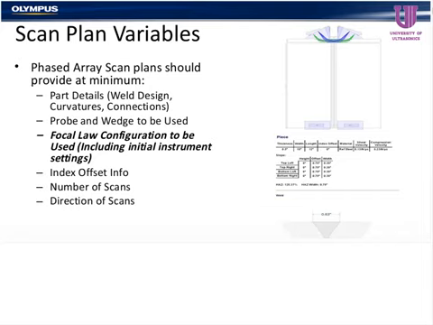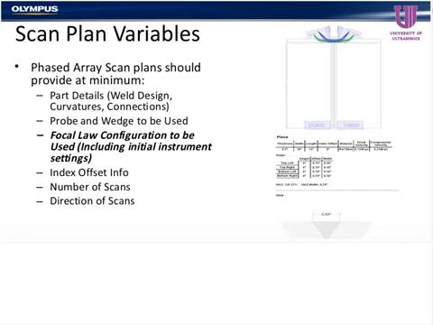So what is some of that information? We have some of the obvious ones: transducer selection, wedge selection, beams, number of elements, the direction that those beams are going, the number of scans that we're going to perform, and how those beams are put together through the focal law.